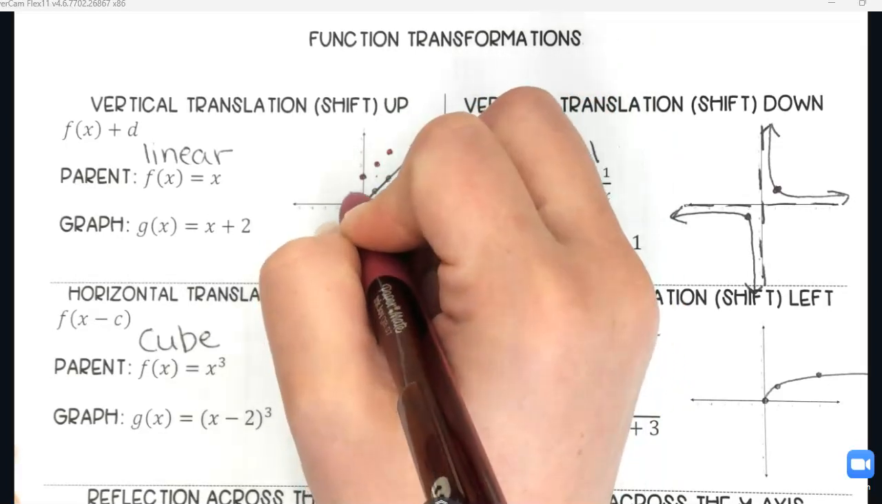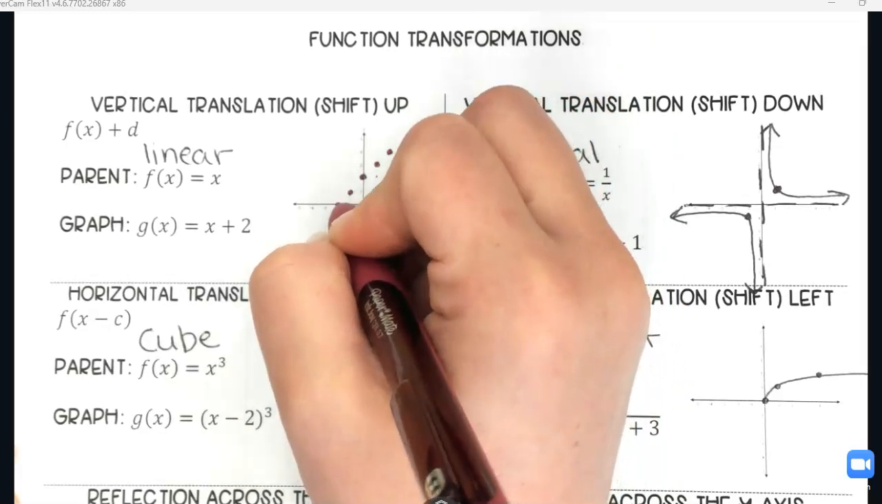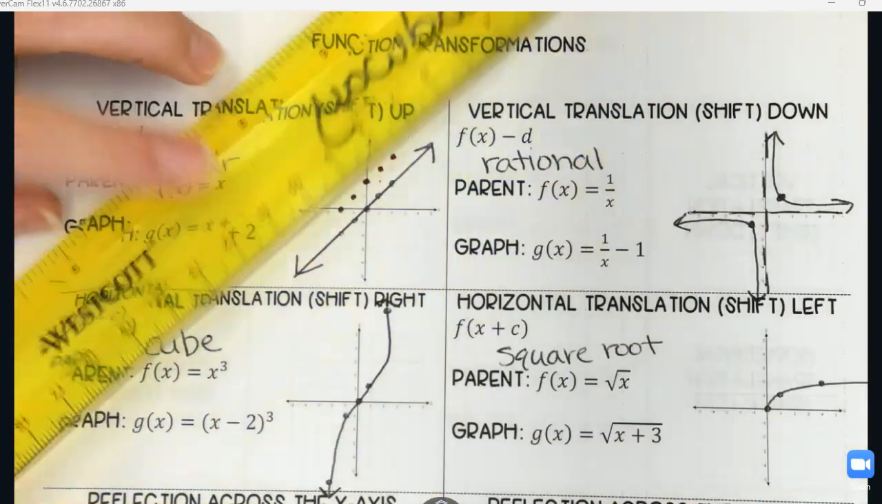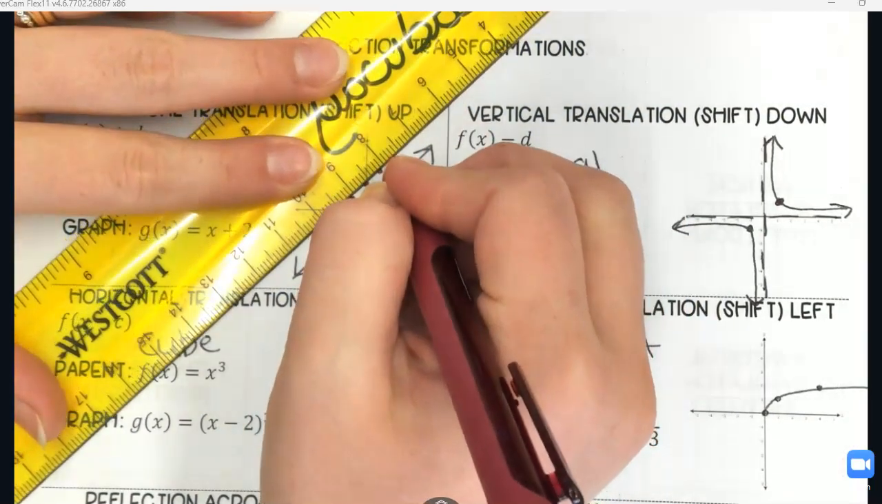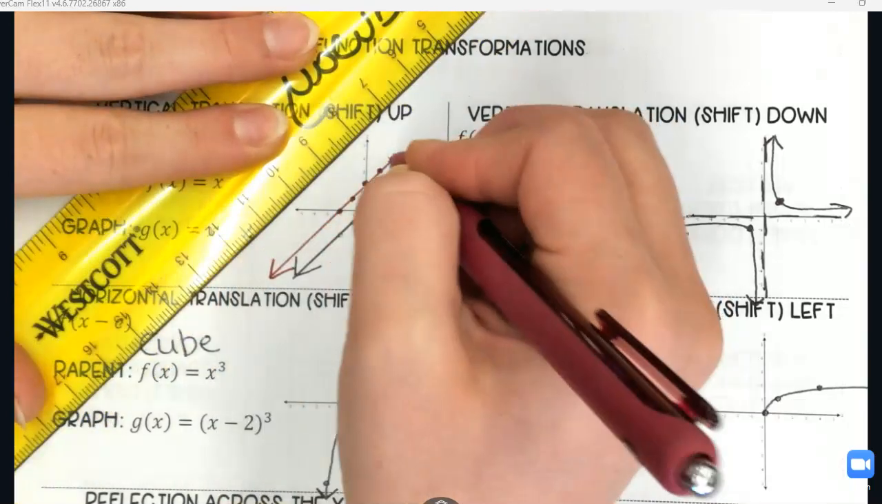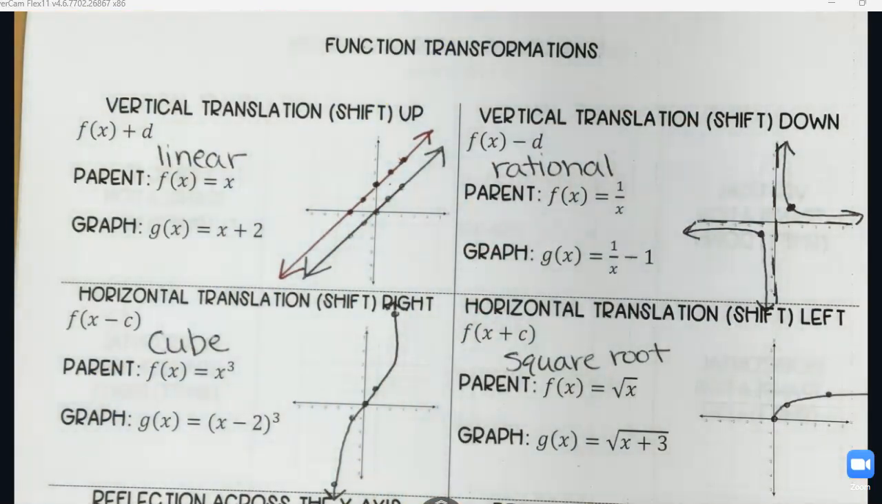So what that does is it changes my y coordinate. My x's stay the same, and the shape of my graph remains the same. It's just on a different part of the graph. This just shifted up 2.